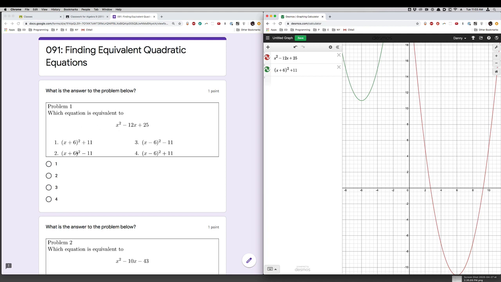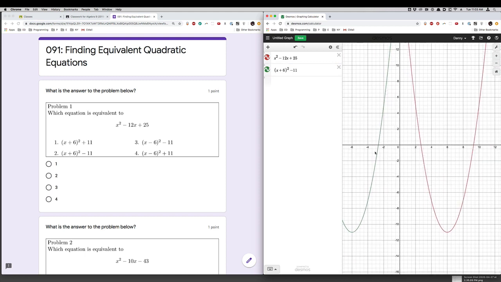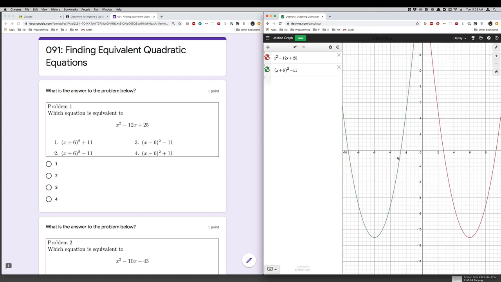Let's try the next one. The next one is x plus 6 squared minus 11. So if I change this to a minus 11, now they look similar, but they're still not in the exact same place. The red and green graph should be in exactly the same place for this problem.